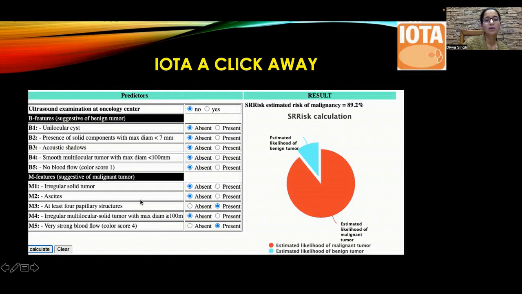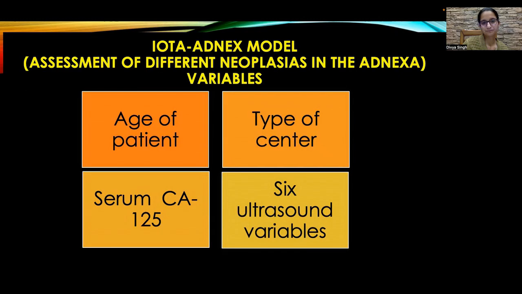So if you want, you can go to the website and use this, or you can just have this printout next to you whenever you are assessing an adnexal mass and see which features are present, which are absent, and then conclude whether the mass is benign or malignant using Iota simple rules.